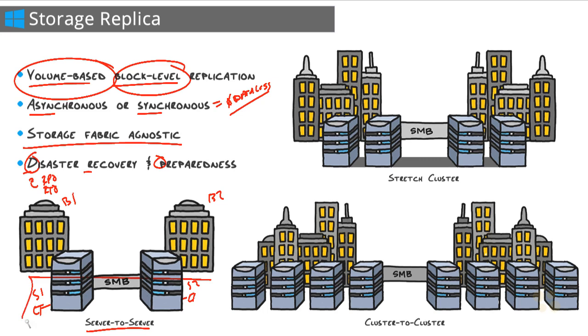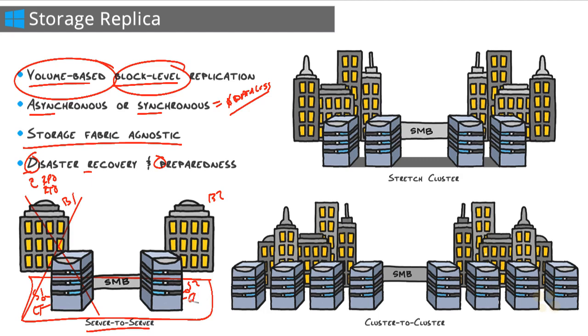So we would set up a partnership between these two volumes, and you would actually need two volumes on each machine, one for the log and one for the replica. So once we set up this partnership, as data is written at the source, it's replicated over to the destination. And if something were to ever happen here in building one, we could manually fail over here to building two.